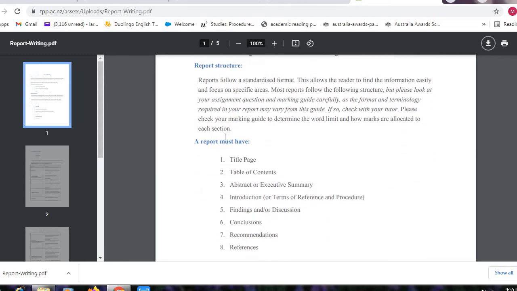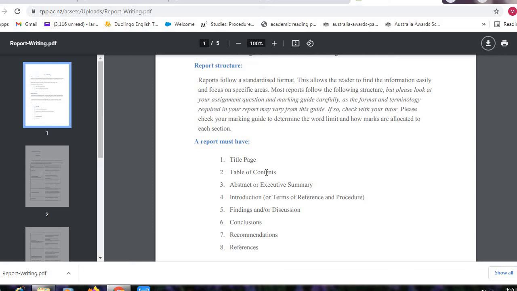A report must have a title page. Your report must have a title page so that the audience knows what the report is about, and a table of contents, so that when the reader or the audience moves towards your report, they can easily see what information is in that report. So the table of contents is very important.